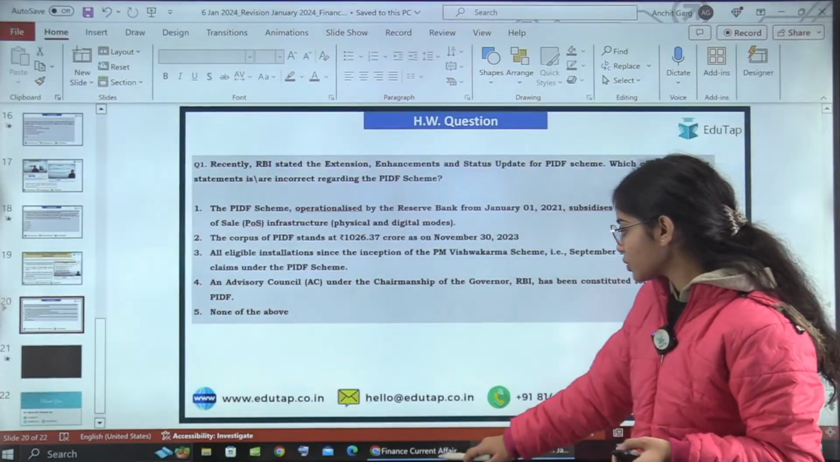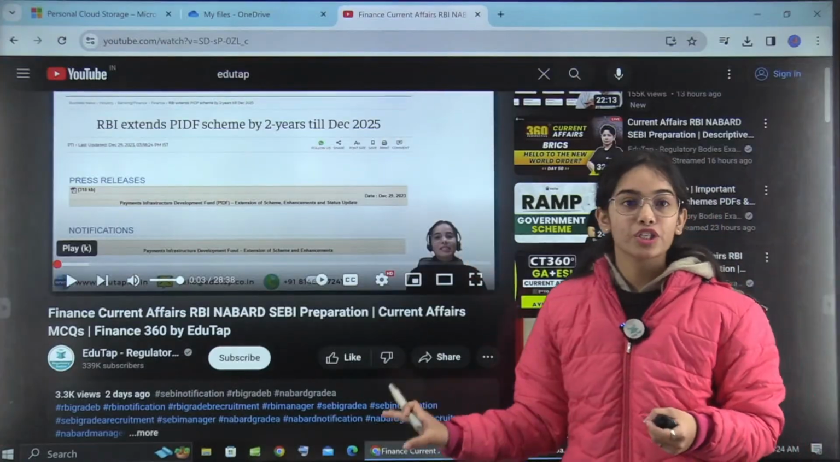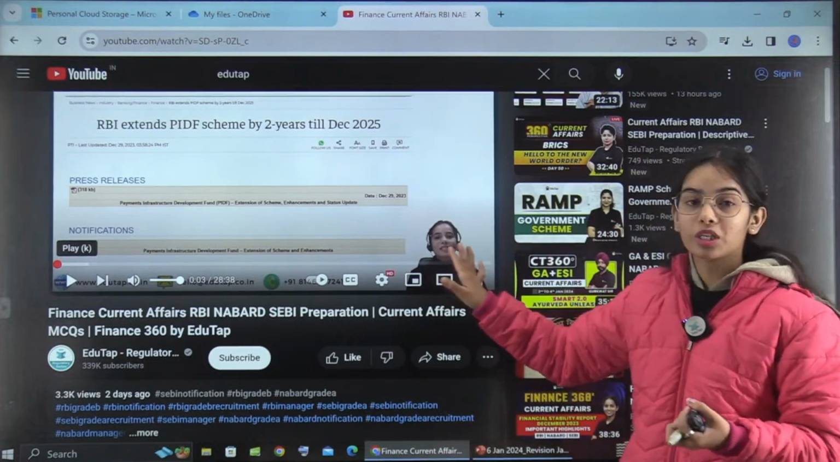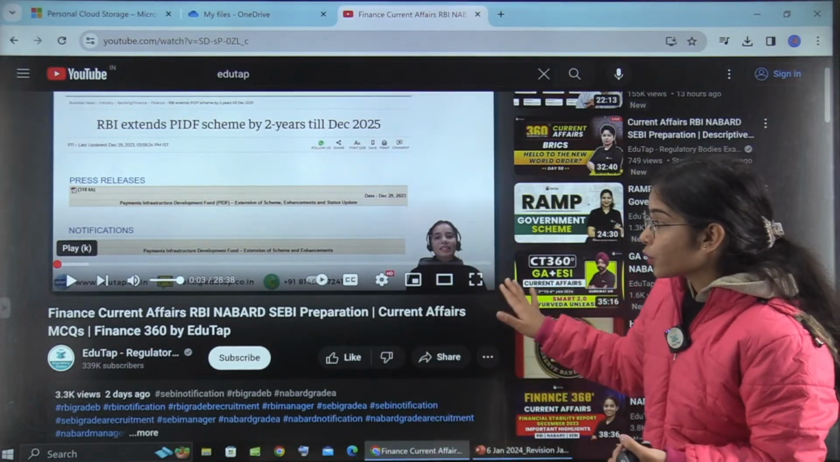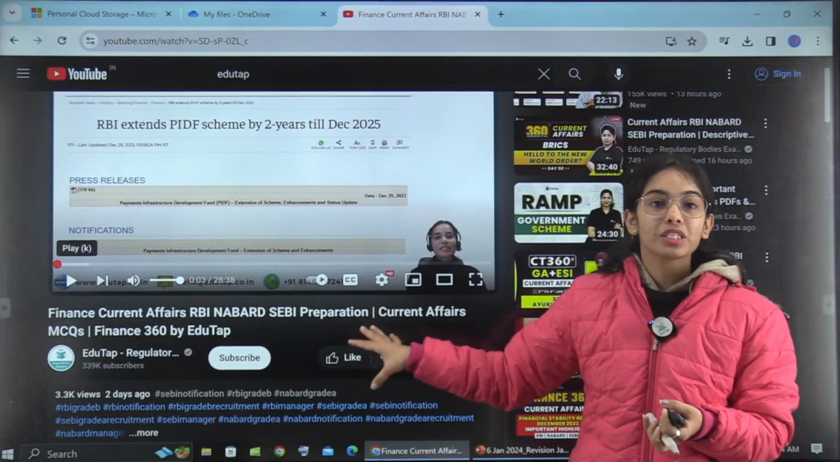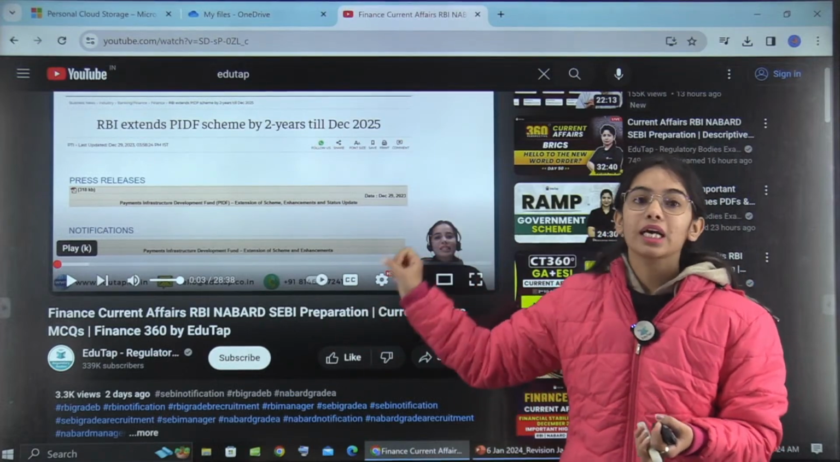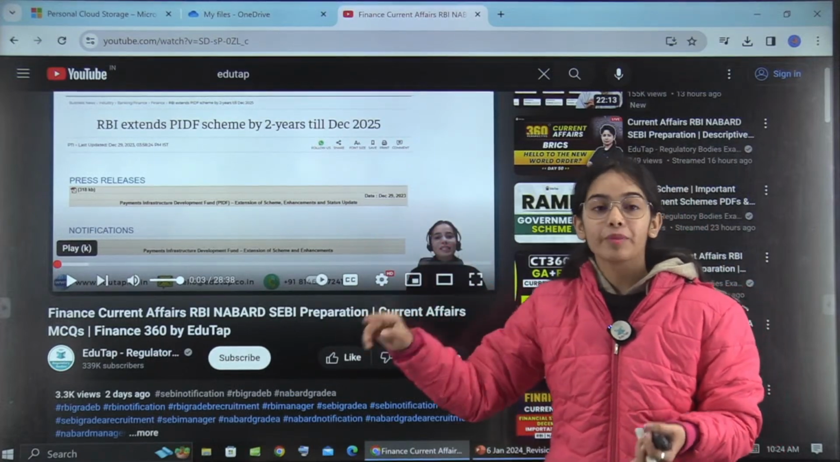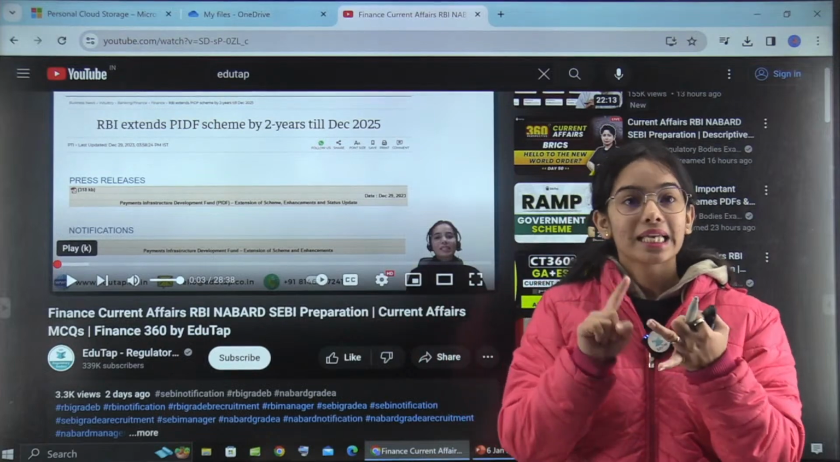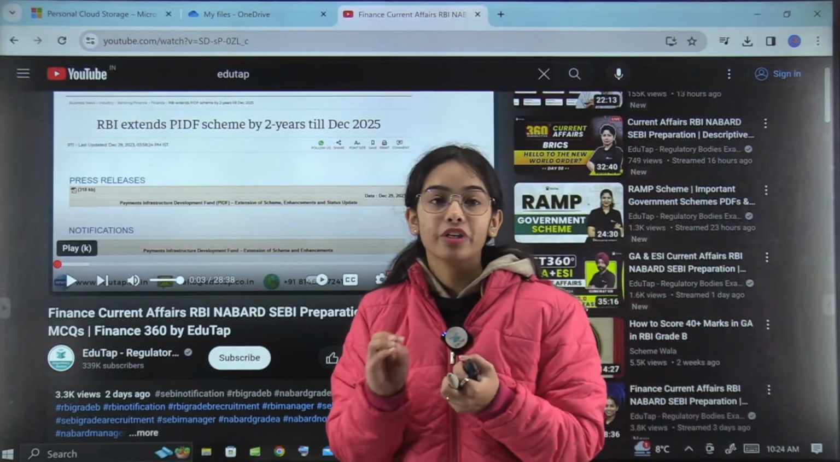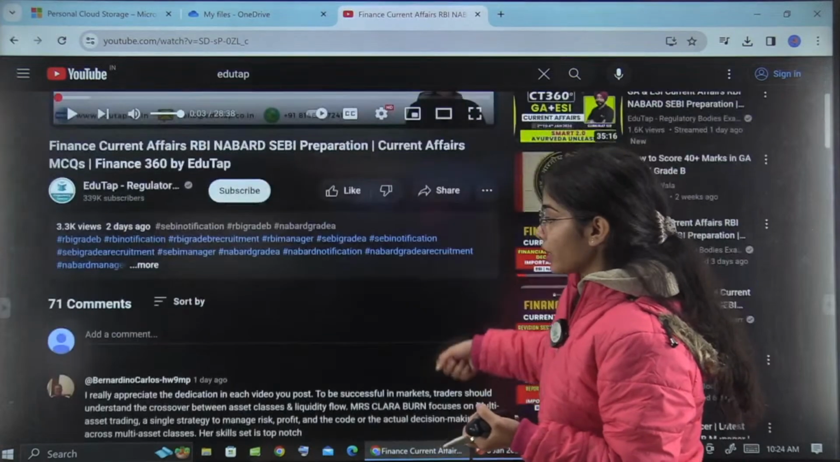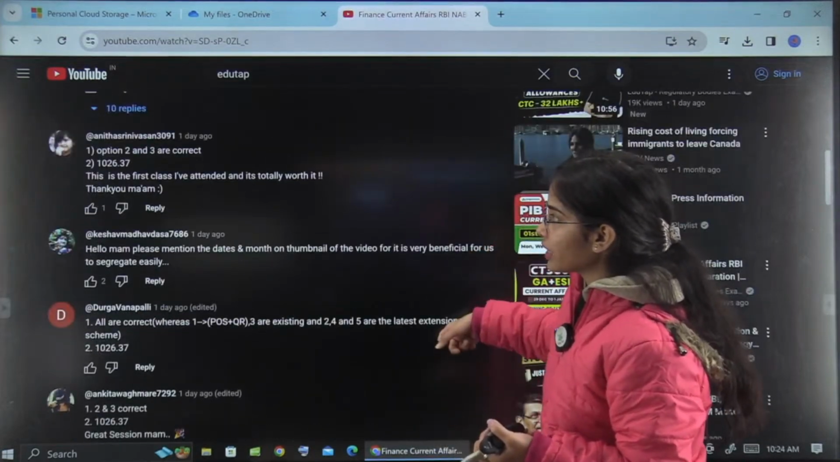Now let me show you the students who gave the right answer to the previous session's question. The previous session was on the PIDF scheme. It was a 29-minute session, which means we tried to cover everything that has happened in the PIDF scheme: the status update that has been released, the extension, the enhancement, everything. So here, these are the students who have given the right answer.